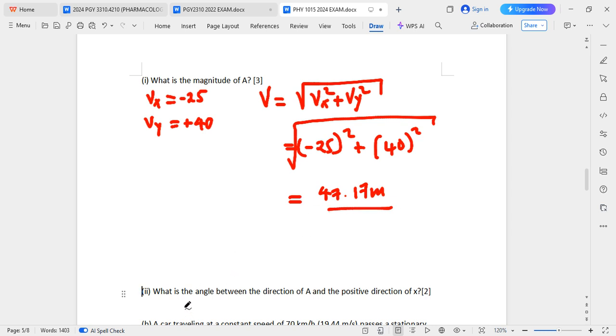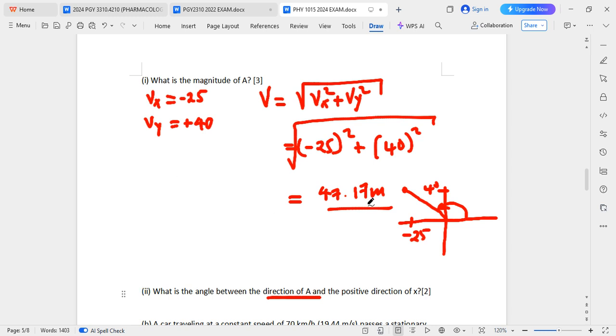The second part of the question is asking what is the angle between the direction of A and the positive x-axis. So if you look at this vector, the x component is negative 25. Let's say negative 25 is here. The y component is positive 40. Let's say positive 40 is there. So this is where the vector is. The question is, what is the angle between the direction of A and the positive x-axis? So you want this.